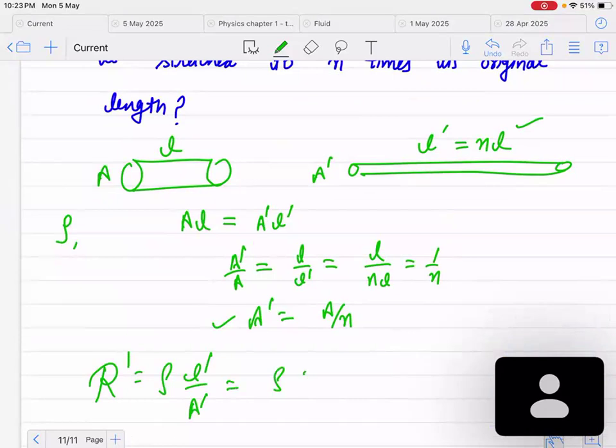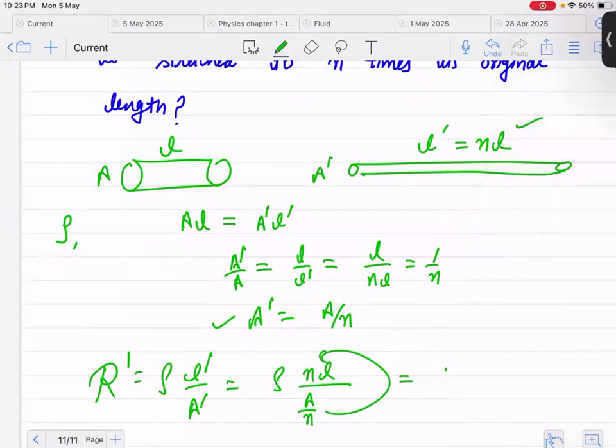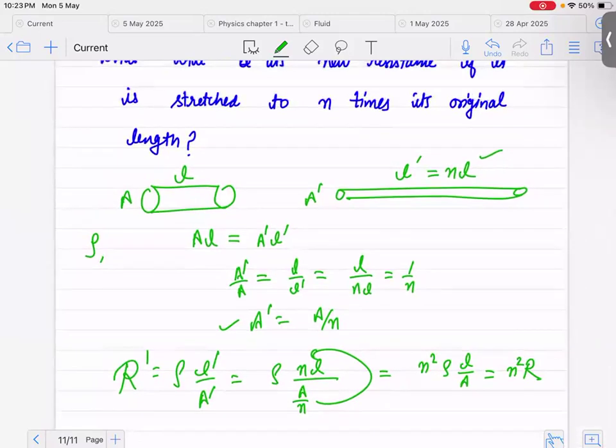New length is NL, new area is A by N. Put it here. So it is N square rho L upon A, which is the old resistance. So new resistance is N square times the old resistance.